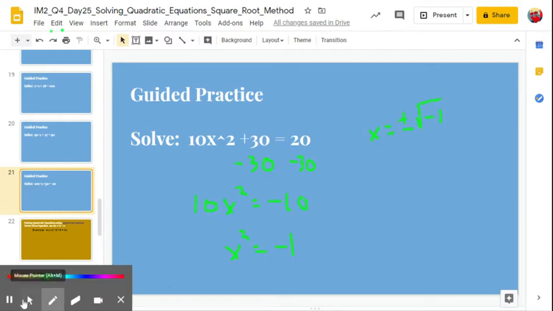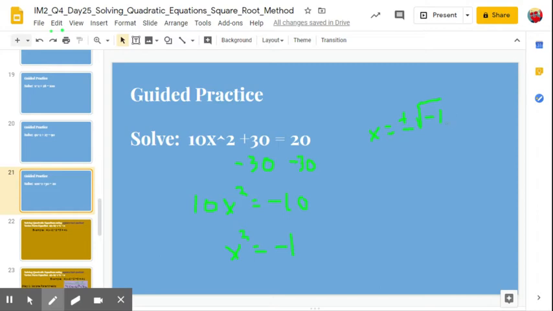Did you notice this one's a little funky here? You subtracted 30 from both sides, subtraction property of equality. So then you got 10x squared equals negative 10. You divided both sides by 10, and you get x squared equals negative 1. So then you may have tried to take the square root of both sides, and you end up getting x equals plus or minus the square root of negative 1.